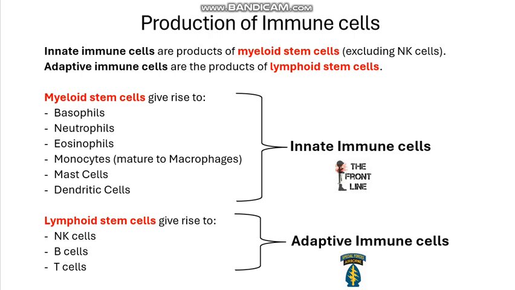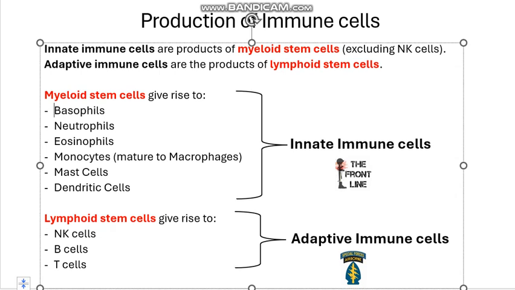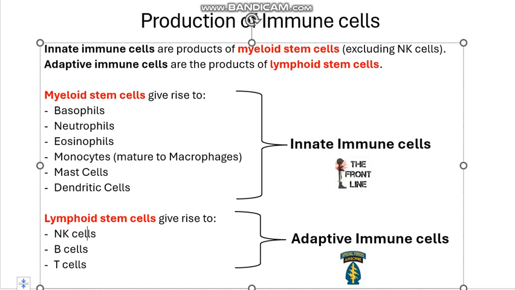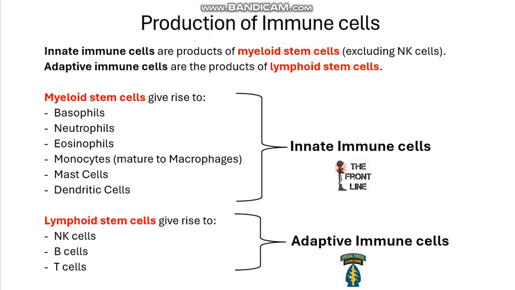So now we're going to talk about the production of cells in our immune system. Our innate immune cells, so these ones here, they are the descendants of myeloid stem cells. Meanwhile, the cells of our adaptive immune system, so our natural killer cells, natural killer cells also have a role in the innate immune system, but for ease of it, natural killer cells, B cells and T cells, they are all the descendants of lymphoid stem cells.